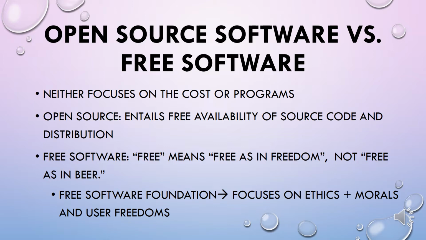Open source entails the free availability of source code and distribution. Free software, free means free as in freedom, not free as in beer. It includes code modification but emphasizes the freedom of users to do what they like with the software. The Free Software Foundation outlines 4 conditions for software to be considered completely free. In addition, software can be classified as freeware. This means that users download the software at no cost, but they cannot make any changes to its source code.